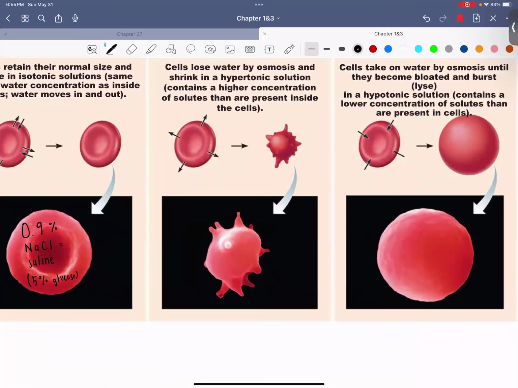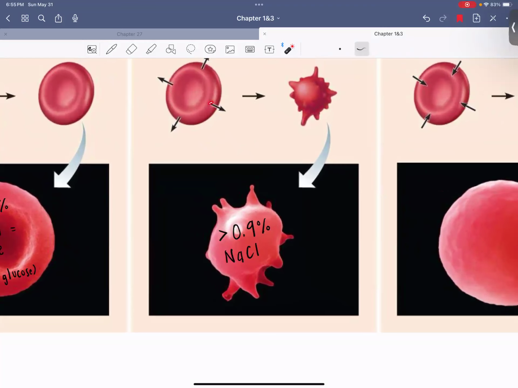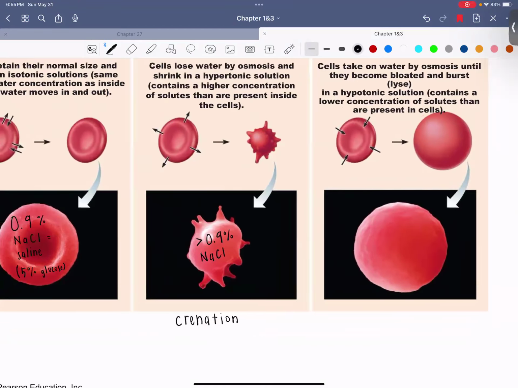A hypertonic solution then is anything that is greater than 0.9% sodium chloride. And you can see the effect on our cells is to draw water out of the cell, which results in the cell shriveling in a process referred to as crenation. The cell crenates, it loses its normal shape. The water normally inside the cell pushes against the membrane and retains the shape of the cell.